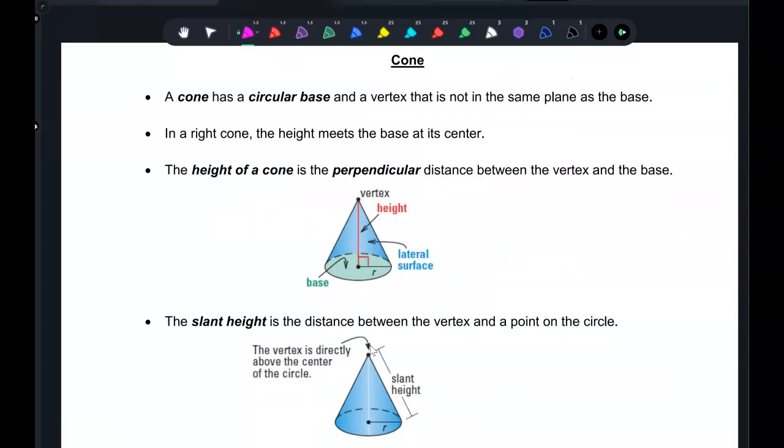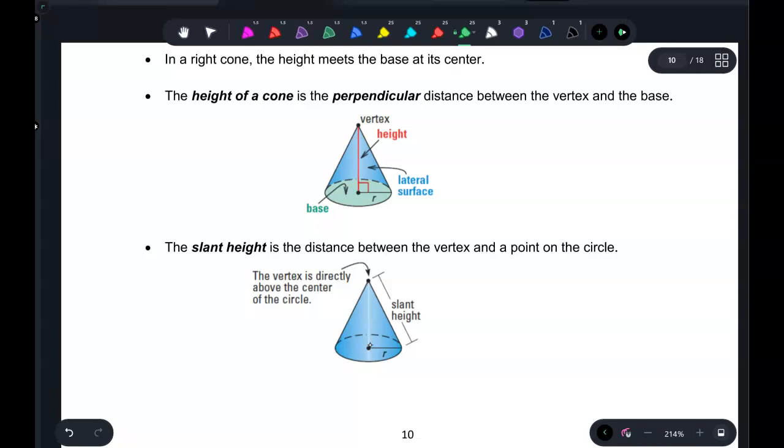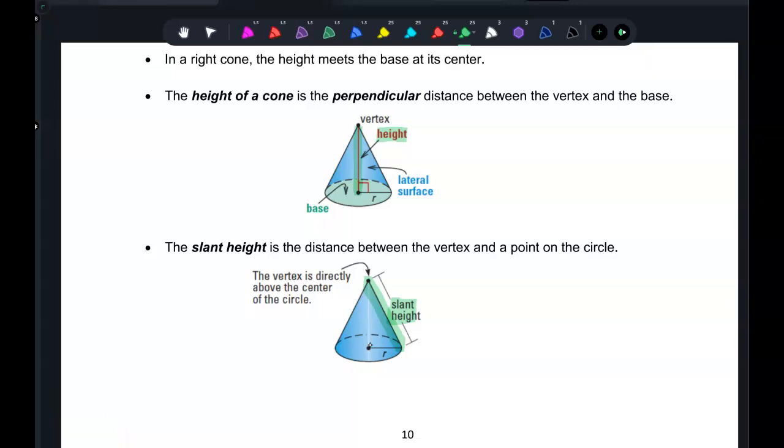All right, cone. Last thing. Cones are easier because the base is always a circle. Remember what I did on the pyramid? The height is the one that goes inside. The slant height is along the outside.